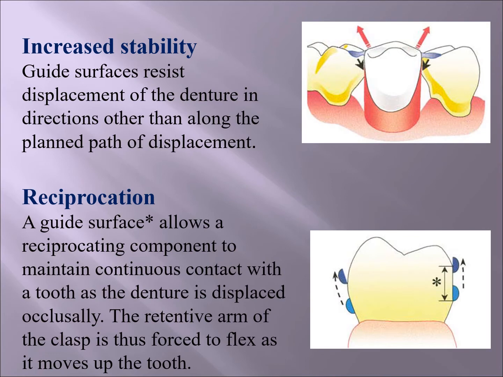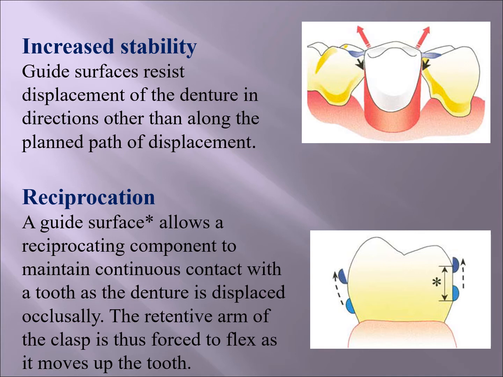Now, if the denture can be inserted and removed in one direction, then it cannot be moved horizontally easily, and the resistance to horizontal forces, as we know, is called stability. So limiting the path of insertion and removal increases the stability and makes the insertion and removal easier.